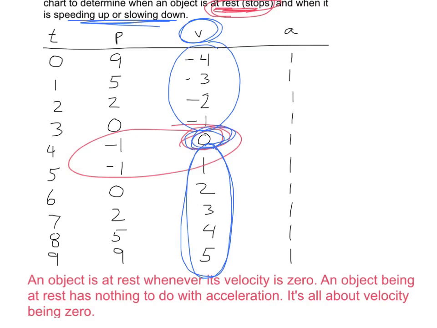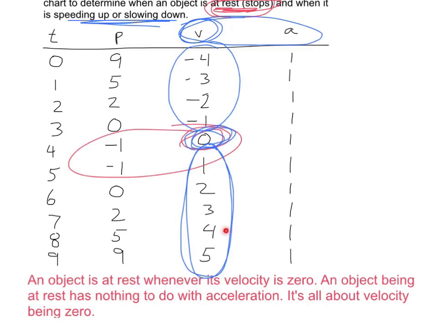So how can we tell when an object is speeding up or slowing down? It turns out that it comes from the relationship between velocity and acceleration. If velocity and acceleration have different signs, if this one is negative and this one is positive, then they're fighting against each other. The velocity is saying, I'm negative, and the acceleration is saying, become more positive then. If your velocity is negative and you're being asked to become more positive, you're going to be slowing down.